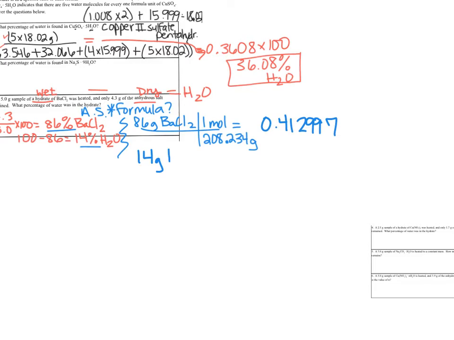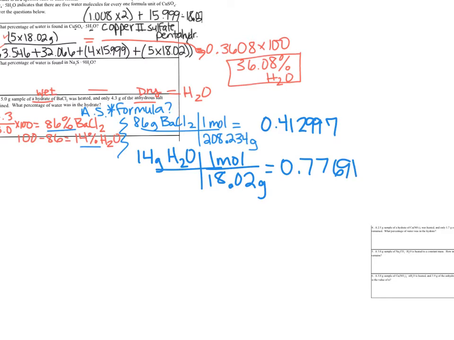So 14 grams of water, we're going to divide it by the molar mass of water, which is 18.02 grams. So when I take 14 divided by 18.02, I get 0.77. So if you notice, our smaller number is the anhydrous salt, which is what it should be.